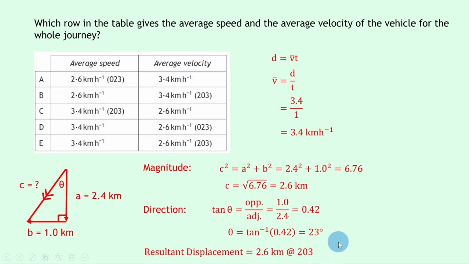We can use our equation for average velocity, which is s equals v bar t. Rearranging for v bar, we get v bar equals s over t, which gives us 2.6 over 1, which is 2.6 kilometers per hour at the angle of 203, not forgetting to include the direction for average velocity that we just worked out. So this means we've got 3.4 kilometers per hour and 2.6 kilometers per hour at a bearing of 203, which means our answer is E.